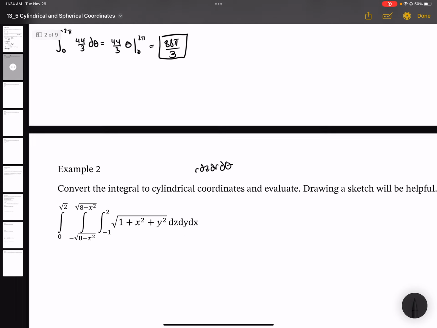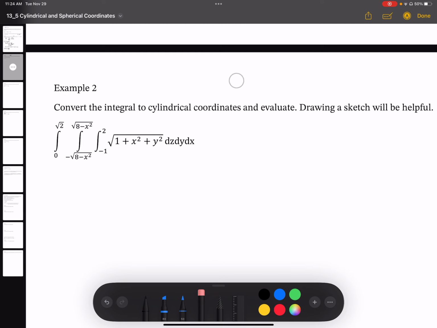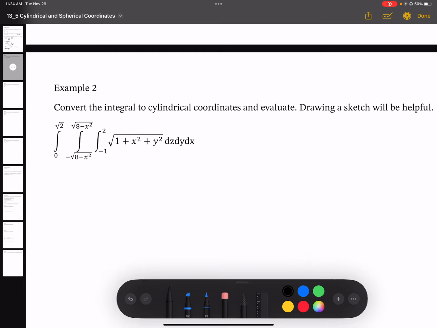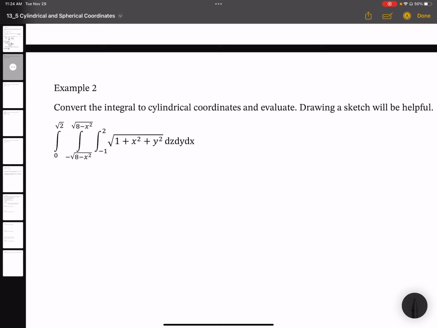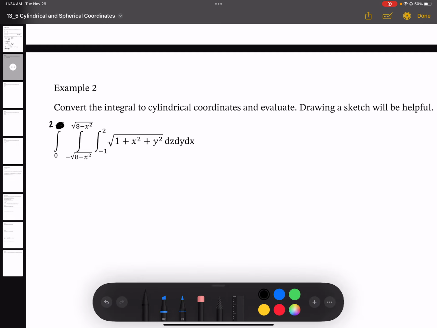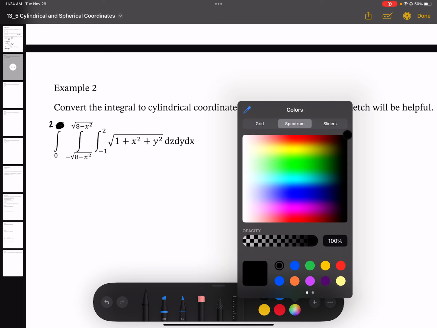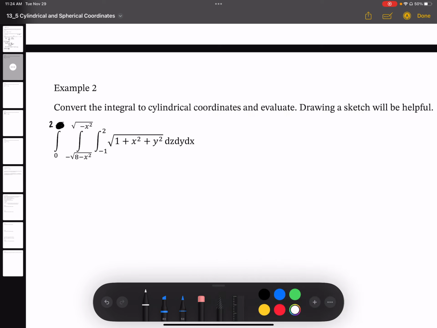For example 2, we're going to change some of the numbers so that it works out slightly easier. We're going to make this just 2 instead of the square root of 2. We're going to make this 8 a 4. We'll cover up some stuff. So make both of these 8s 4s instead. So that's going to be 4 minus x squared for both of those.